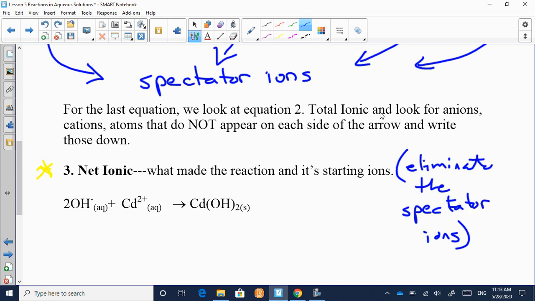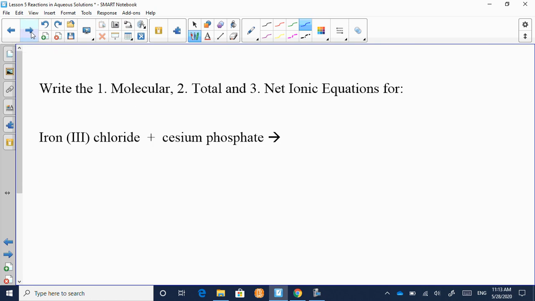Okay, so that's a bit more involved than what we did at the first part. Let's try one more together just to make sure you guys are comfortable with it. You'll only have one of these to do for homework. Okay, so here it goes. It says write the molecular, the total, and the net ionic equation for the following reaction. Okay, well here we go. So we've got iron 3 chloride, so that's +3 with iron, and Cl is -1, so it's FeCl3.